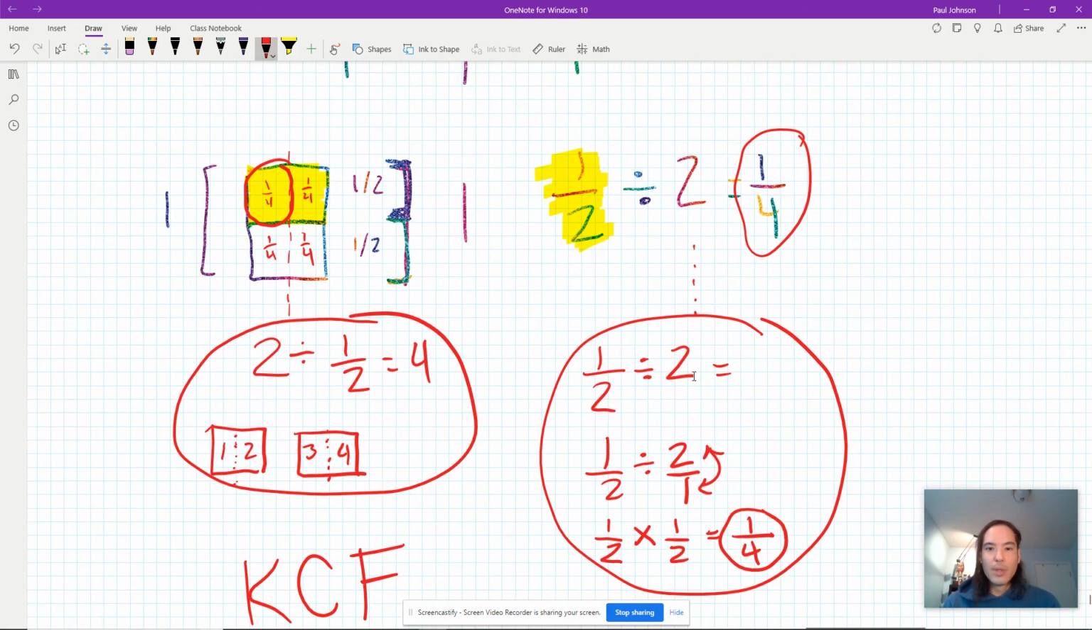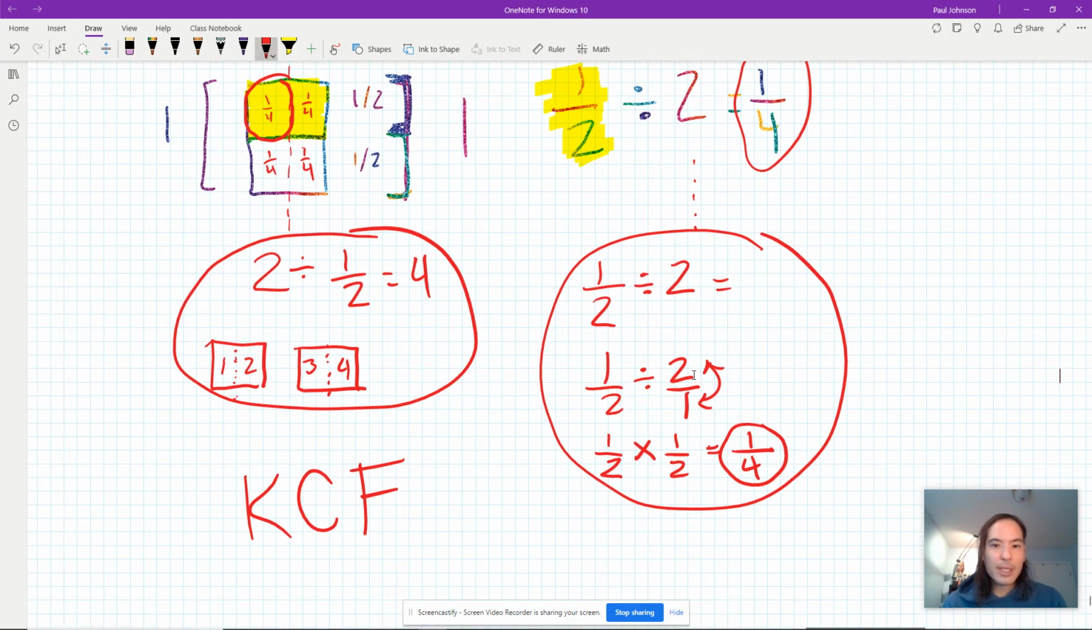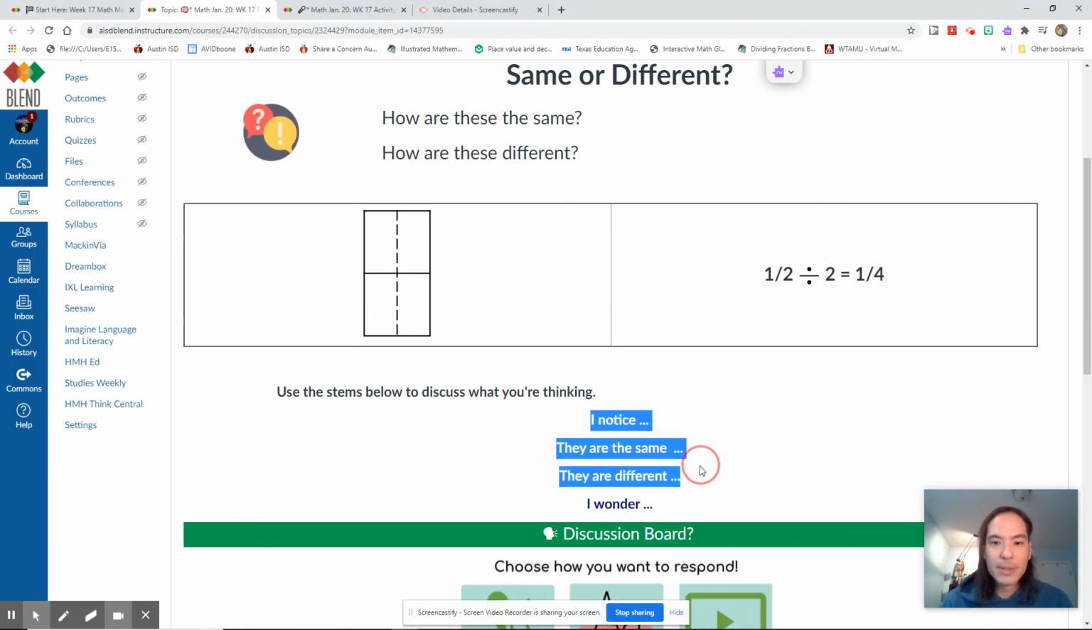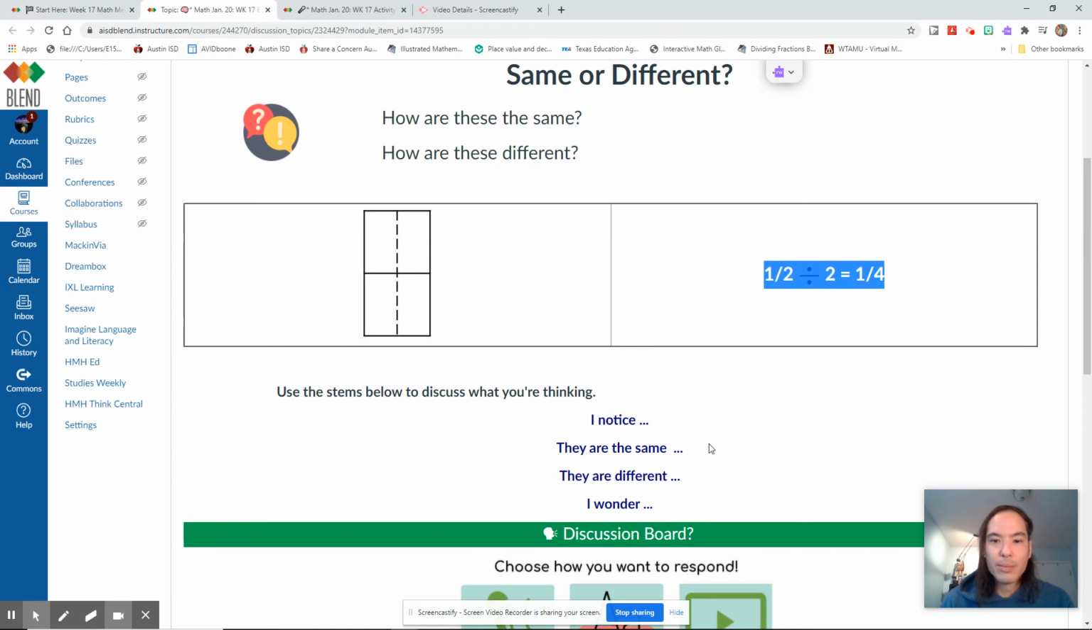So once again, I hope you have a successful activity today. Basically, you're using the stems. I notice that there is a picture form and a numerical form equation of the same problem. They are the same because they represent 1/2 being split into two pieces. They are different because one is an equation using numbers and one is a picture using lines.